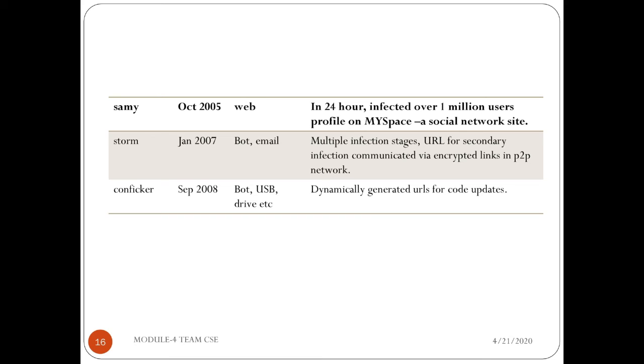Conficker is September 2008. It is a bot type, spreading via USB drives, etc. It is malware with a dynamically generated URL for code updates. These are the different types of worms which came into existence. Next slide, please.